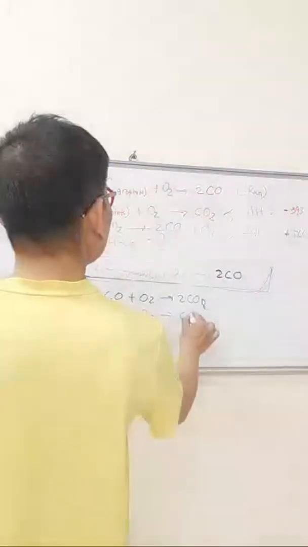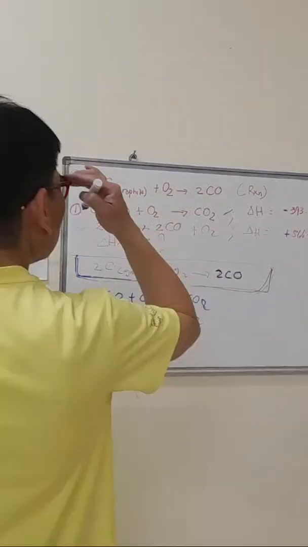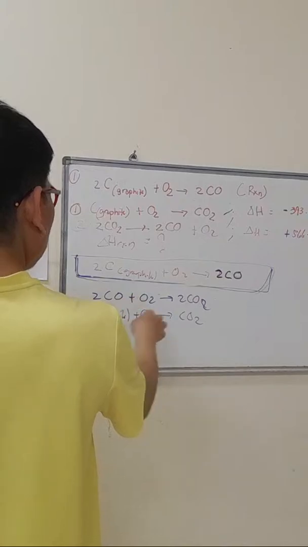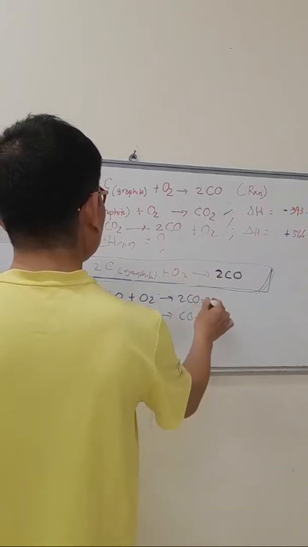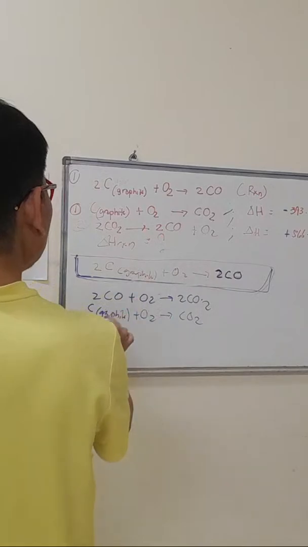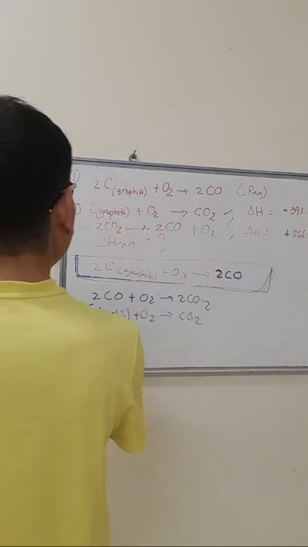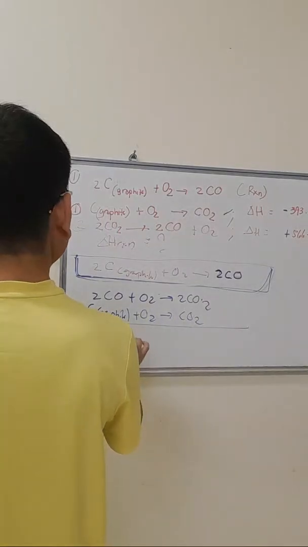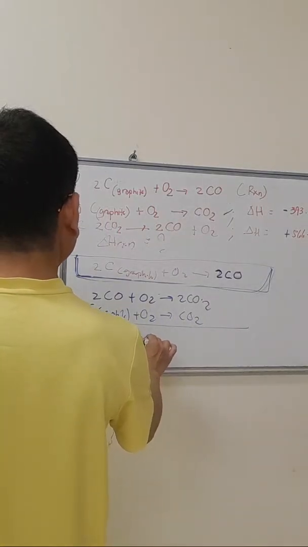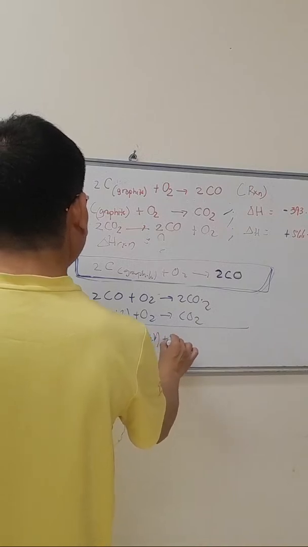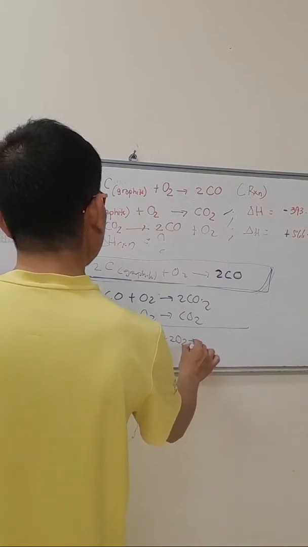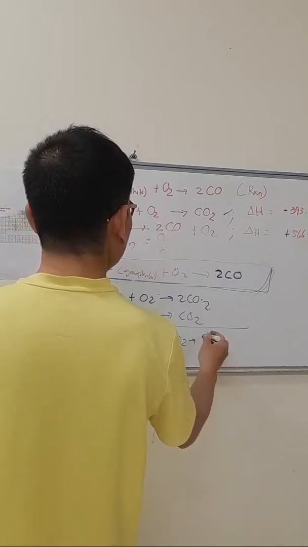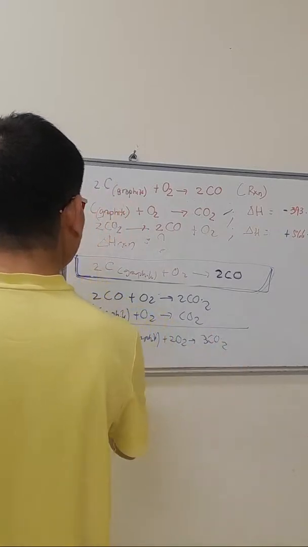Okay, so 2CO plus oxygen gas, 2CO2. And then add equation 1, so C graphite plus oxygen gas, CO2. Now, add the two. So, 2CO plus C graphite, plus 2 moles of oxygen gas, 2 moles of CO2, or 3 moles of CO2. 3 moles of CO2. It is correct in the overall reaction.